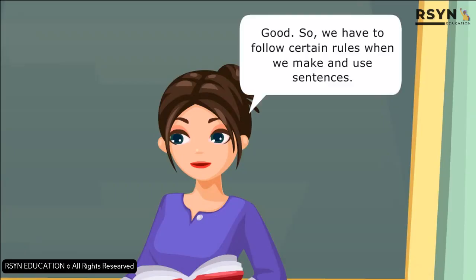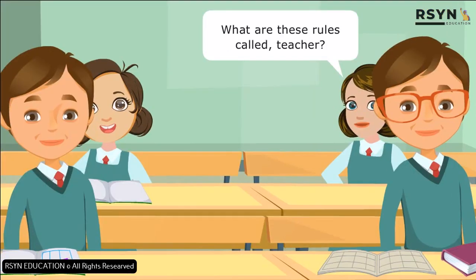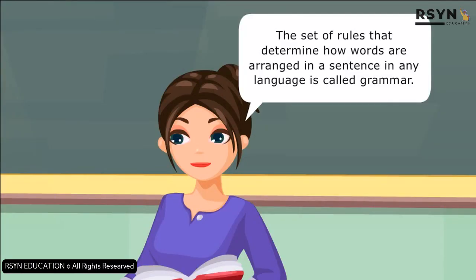Good. So we have to follow certain rules when we make and use sentences. If we do not follow these set rules, then the sentence will not make sense. What are these rules called, teacher? The set of rules that determine how words are arranged in a sentence in any language is called grammar.